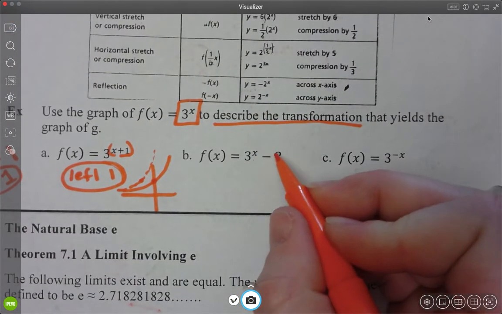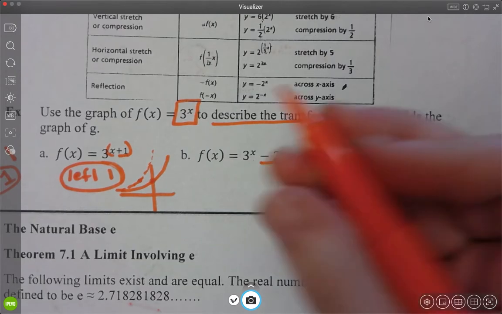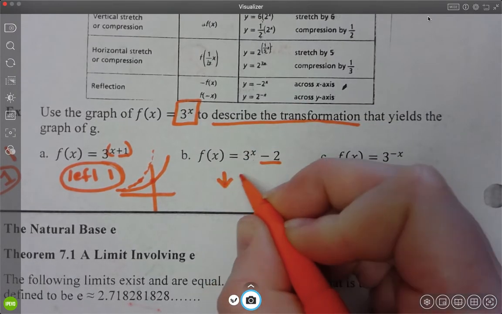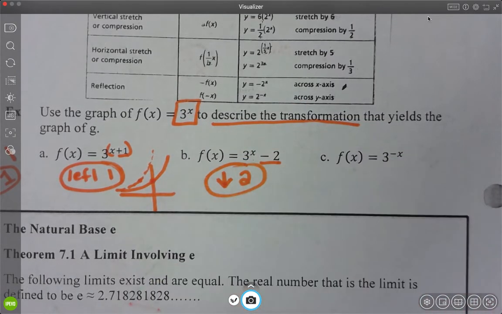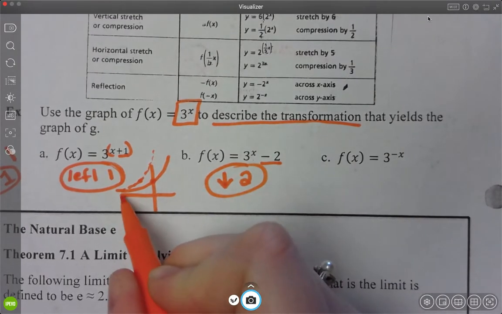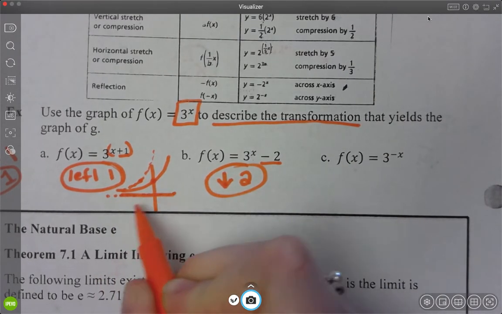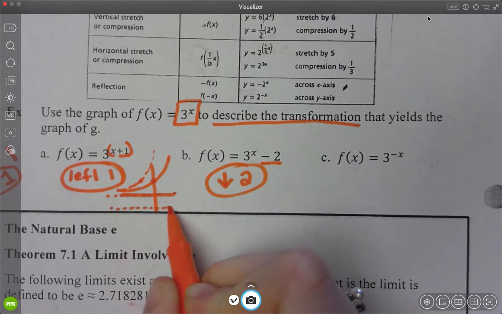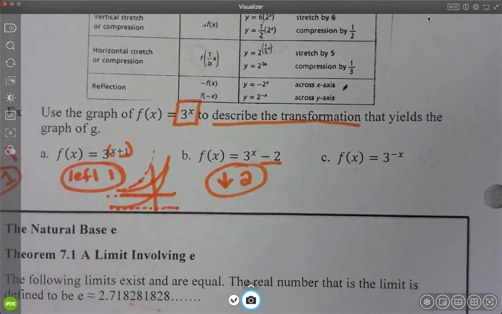Here, we're asking what the -2 is doing. That's moving it down 2, okay? I'm taking this function and moving it. Basically, its horizontal asymptote would be down here now at -2, and it's going to go like this, okay?